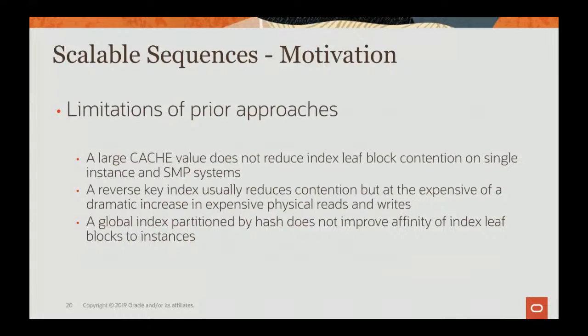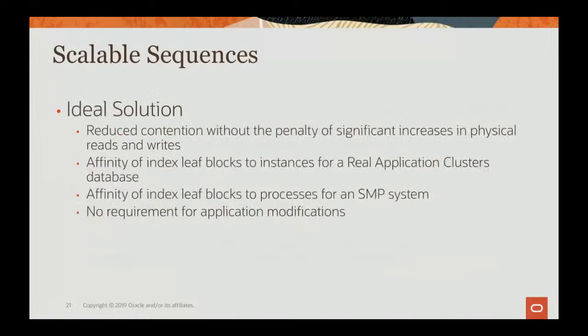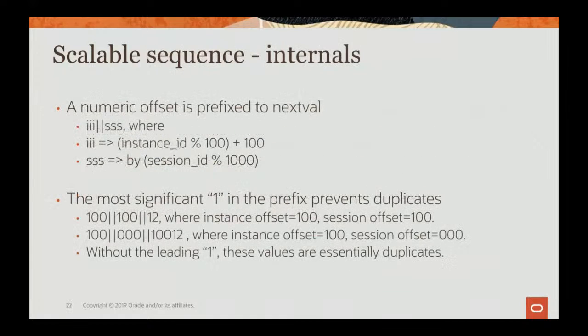so it's not going to give us instance level affinity. So what is our ideal solution? What we'd like is a solution that works for both single as well as RAC instances. That is, we want leaf blocks to be affinitized to instances, and we also want them affinitized to processors in a non-RAC setting. And we want all of this without application changes or having to add a new index or a reverse index or altering an existing index, etc. So this is the solution that we have in place today.